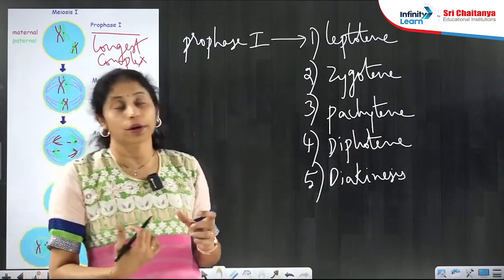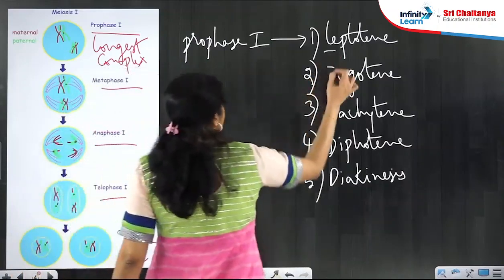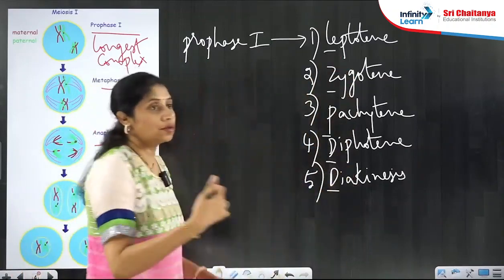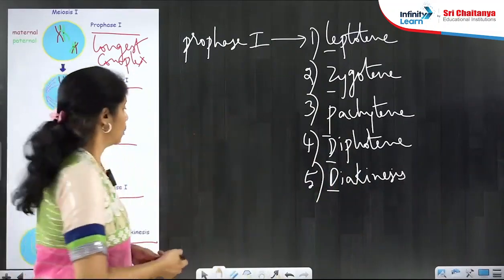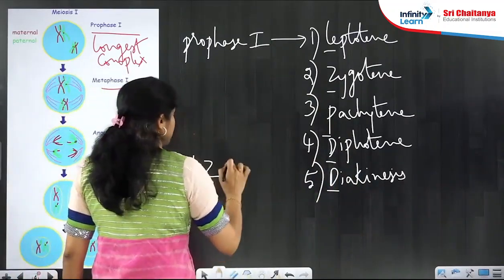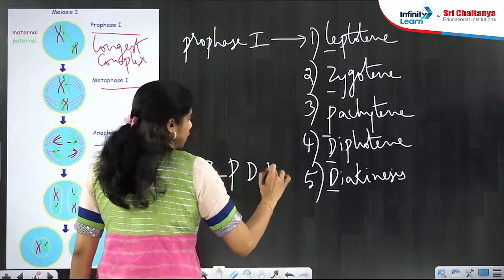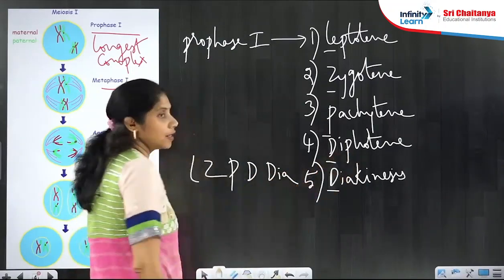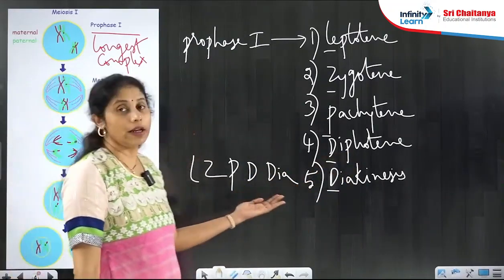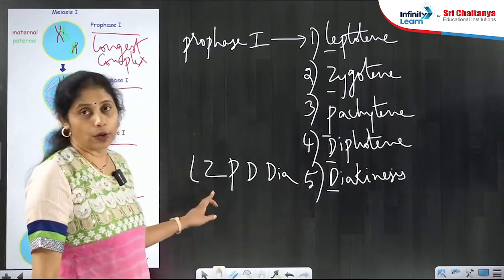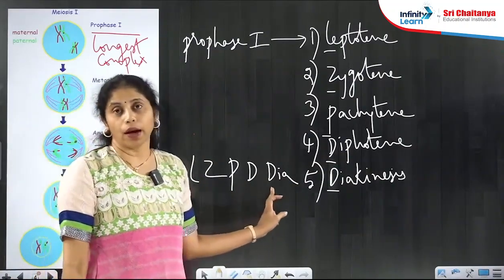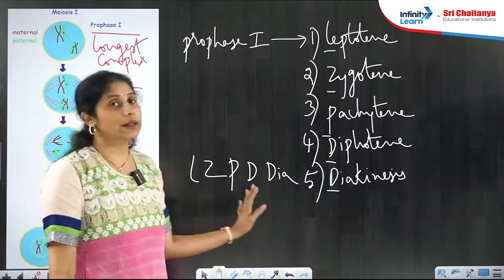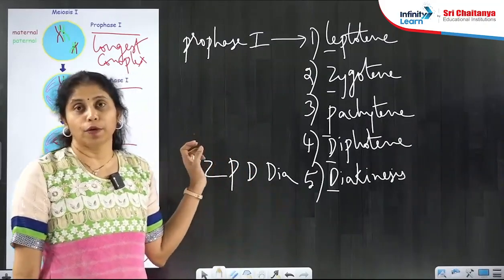You have to remember the order also. LZP D dia, first letters. The sequence also will be asked in the NEET. So LZP D dia, because diplotene is there, so you can't write DD. So leptotene, zygotene, pachytene, diplotene, and diakinesis. This is the sequence how they will happen in that prophase 1.